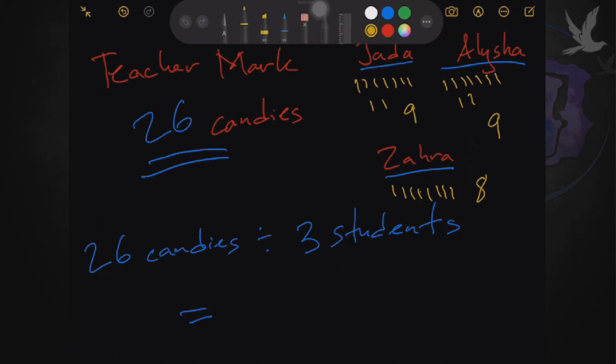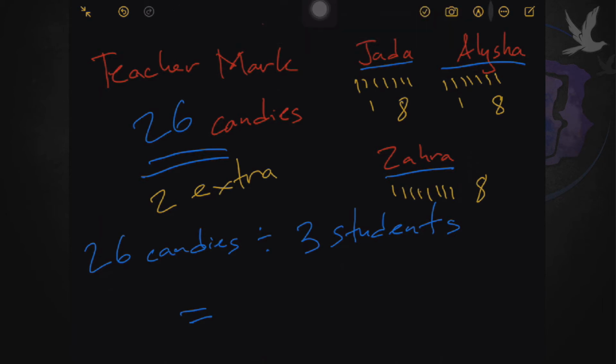Since it is unfair for Zara, I am going to take back 1 candy each from Alicia and Jada, having a total of 8 each. How many did I take away from Alicia? 1. How many did I take away from Jada? 1. Total, I have 2 extra candies. Maybe I can have it for myself.